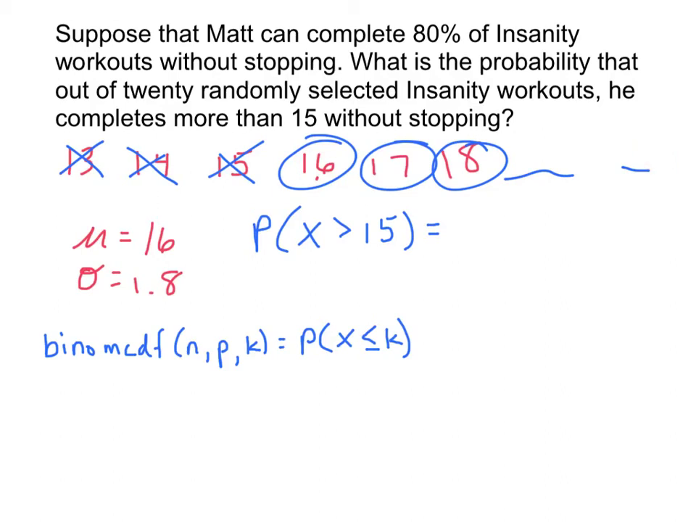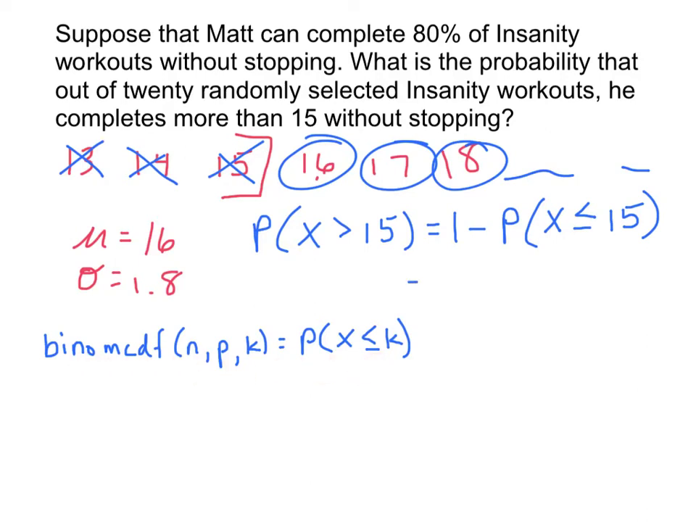But notice I'm not going to put in 20 because that's going to give me a probability of 1. The chance that Matt does at most 20, that's going to be everything. But what I'm going to notice here is that I've got the complement to this event. The complement to 16 or more is going to be 15 or less. So I'm going to take 1 minus, since the complement of more than 15 is X less than or equal to 15. That's the complement. And once I realize that, this less than or equal to sign is perfect for using this binomial CDF function.